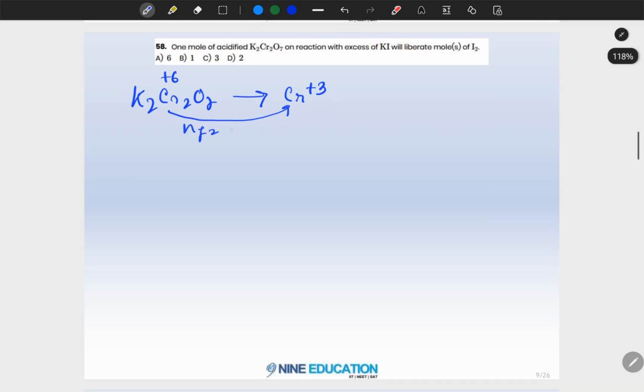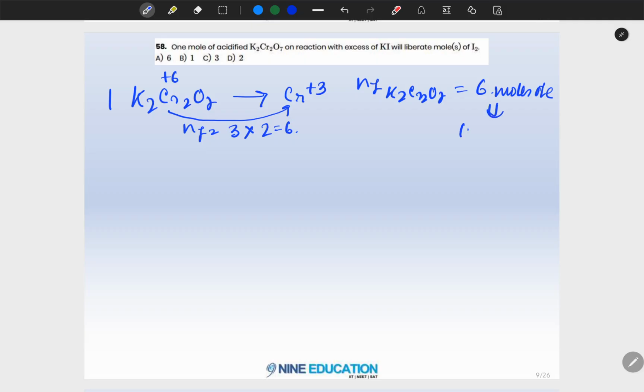The value of N factor will be the change in oxidation state. Change is 6 minus 3, which is 3, into the number of moles of chromium present in 1 mole of K2Cr2O7, so 6. So from the N factor of K2Cr2O7, we can easily conclude that 6 moles of electrons are involved for 1 mole of K2Cr2O7, right?